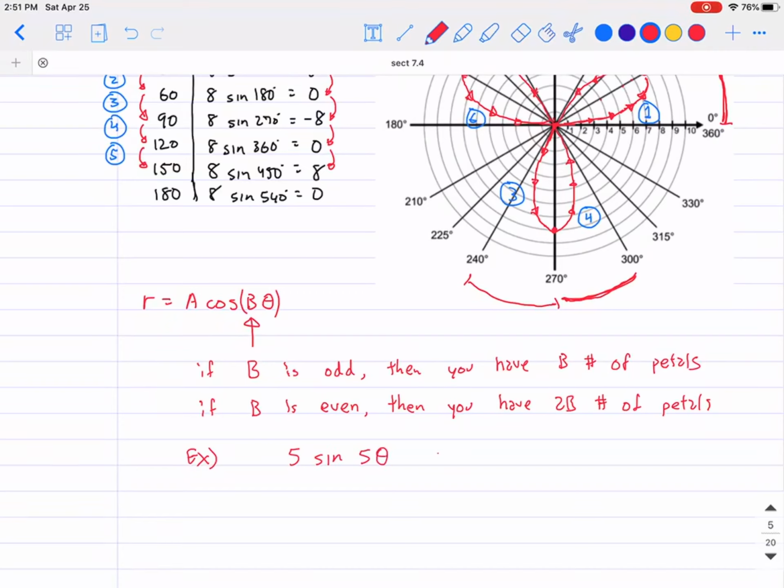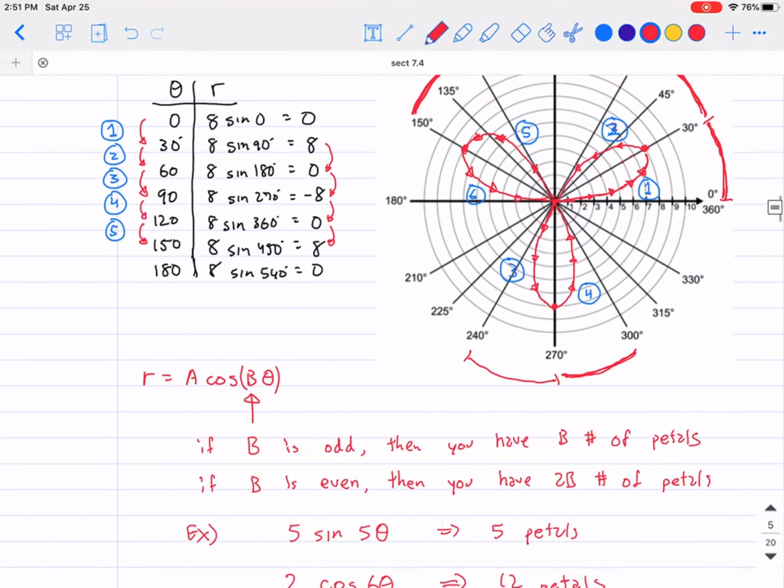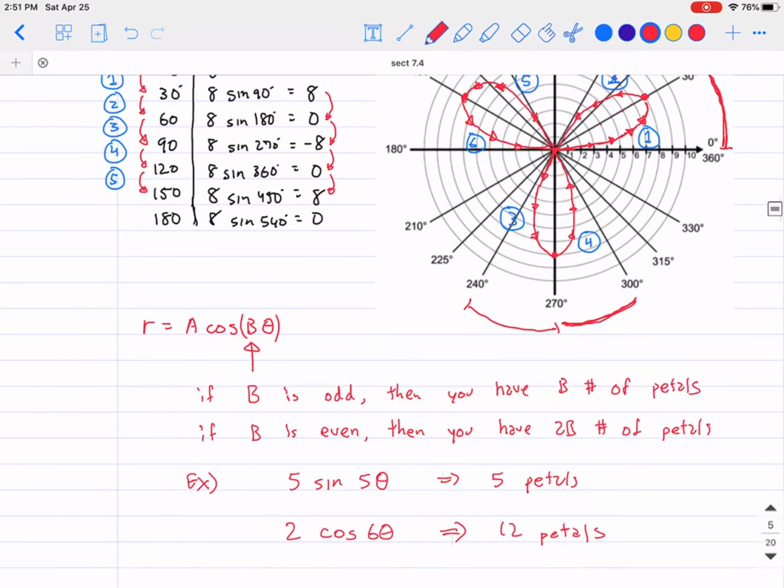So for example, if I were to ask you about 5 multiplied by the sine of 5 theta, that means we're going to have 5 petals for our graph. And to figure out the locations of those petals, you're going to have to create a chart. But if I have something like 2 multiplied by the cosine of 6 theta, then we're actually going to have 12 petals because it's double 6, since b is an even number. That is going to be a really hectic case, so we're probably not going to do something like that.